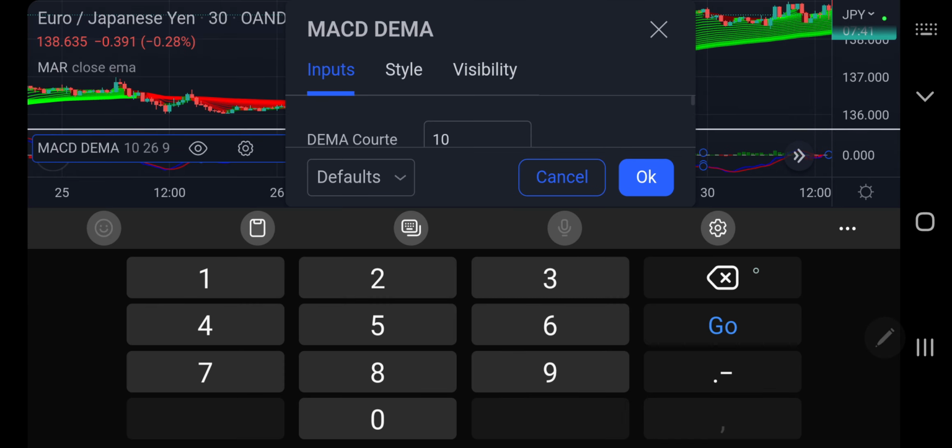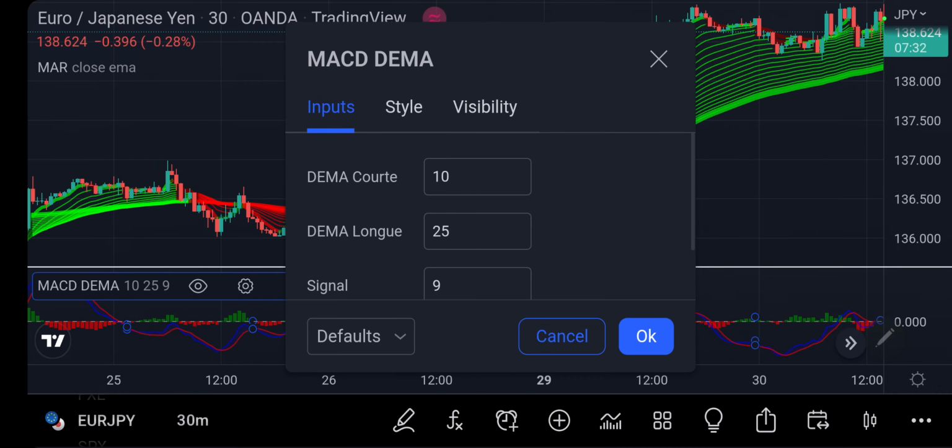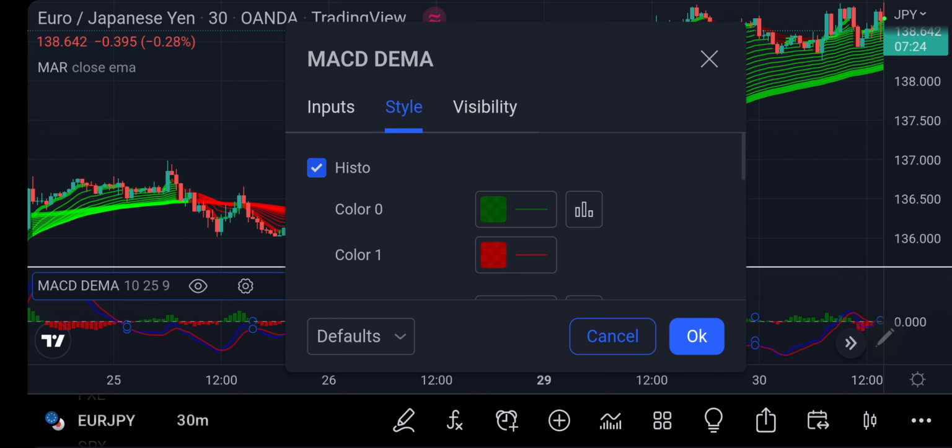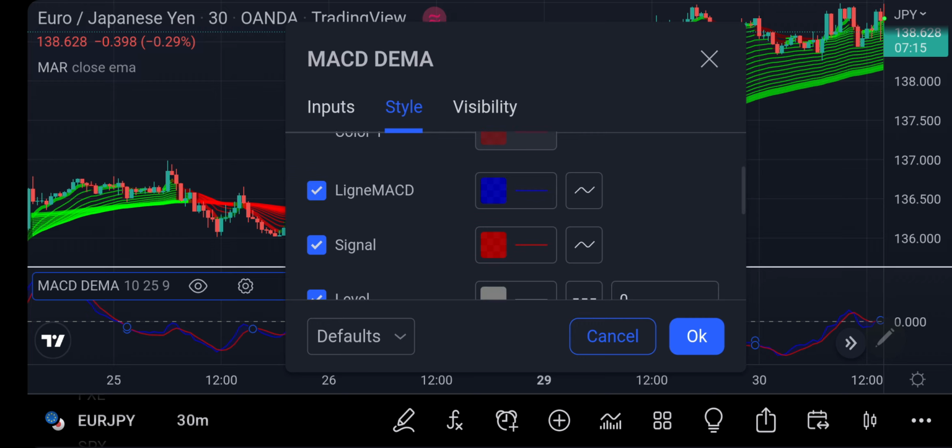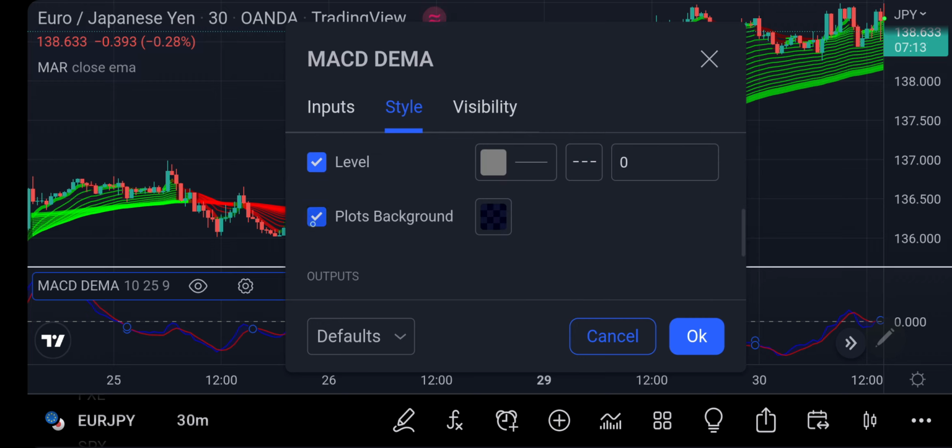The 26, you have to bring it to 25, okay, and not done yet, okay, just hold on. What you have to do is this thing, and after that you have to go to the style and remove this one, okay, click on this one, and the rest of the colors stay as they are, just leave it. But the background, if you want to remove the background, just remove the background, okay, and done.